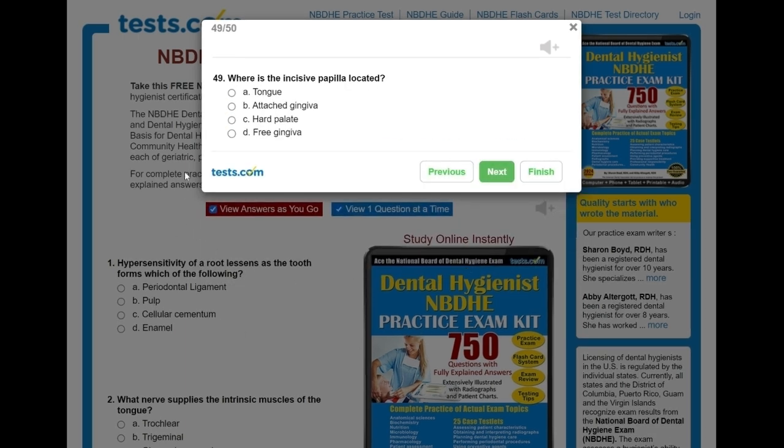Question 49. Where is the incisive papilla located? A. Tongue. B. Attached gingiva. C. Hard palate. D. Free gingiva.